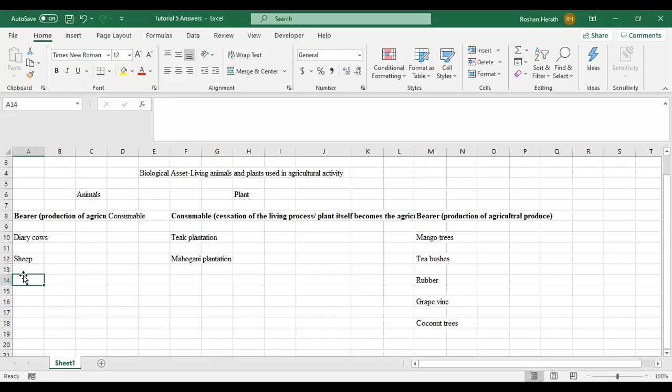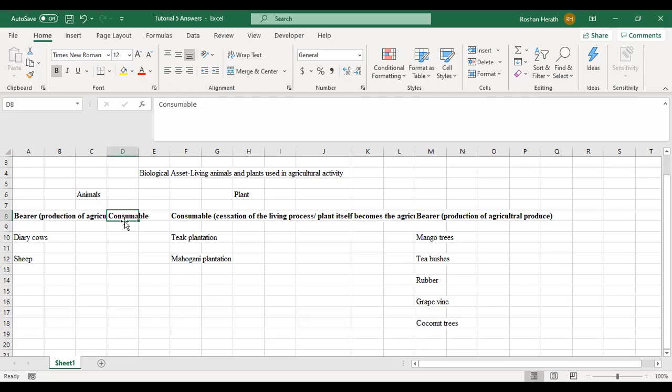And likewise, you can think of some examples where they would give some agricultural produce and that does not dictate the end of that particular animal. So the bearer plant, the dairy cows, the sheep are the examples we can identify at the moment, but you can think of many.